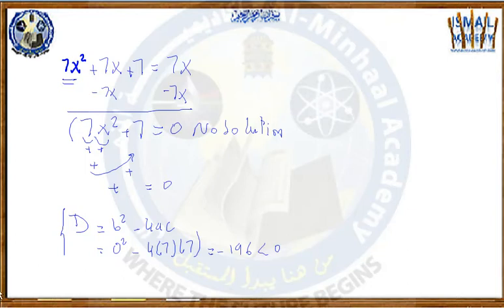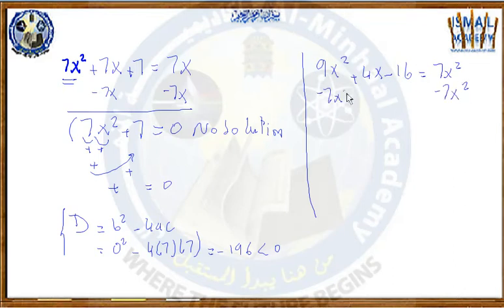Alright, next question. For the next question, what do we have? We have 9x squared plus 4x minus 16 equals 7x squared. Yes? So what I do, I minus 7x squared both sides. So we end up having 2x squared plus 4x minus 16 equals 0.